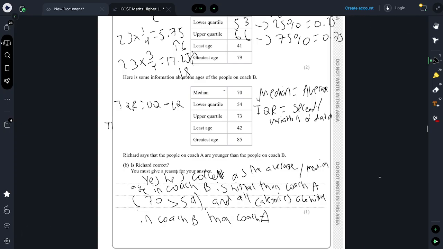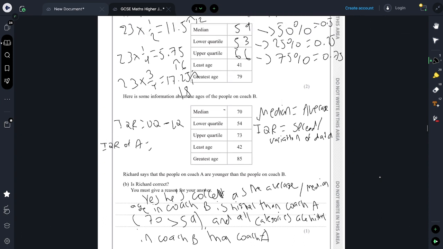So the IQR of Coach A, well, that's going to be upper quartile minus the lower quartile, which is 53. And actually, used to spot that should be 13. And the IQR of B, well, that's going to be 73 minus 54. And that is going to be 19. Should be, right? Yeah, 19. Upper 73, lower 54.